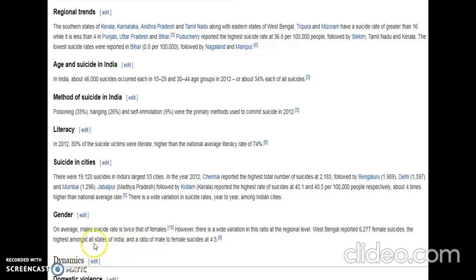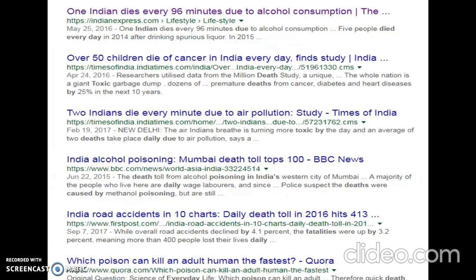We are not talking much about the reasons and dynamics, it may be domestic violence or whatever. But here we can draw the fact that poisoning is a major reason for suicide in many of the cases. Some other facts have been taken.